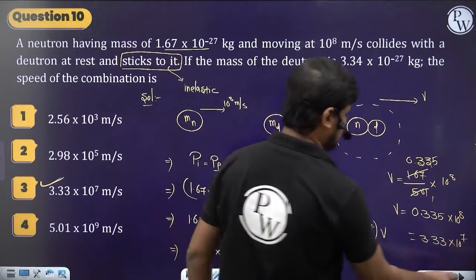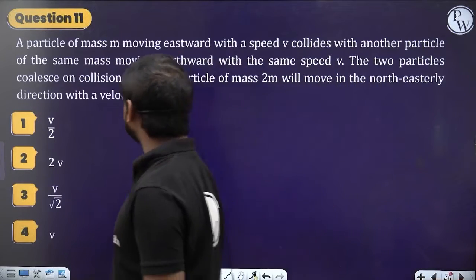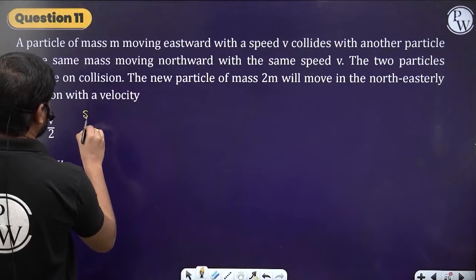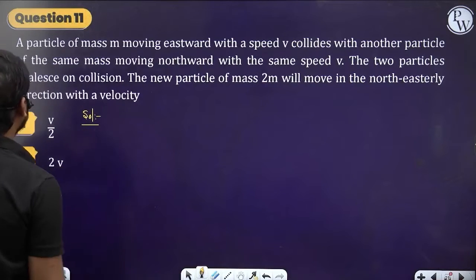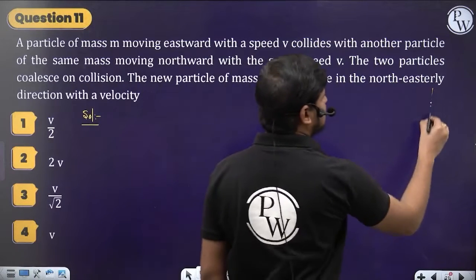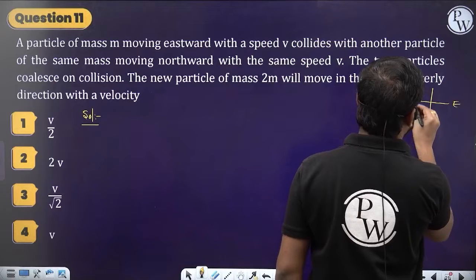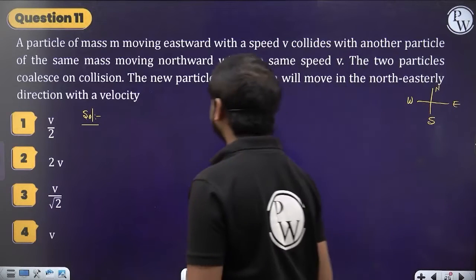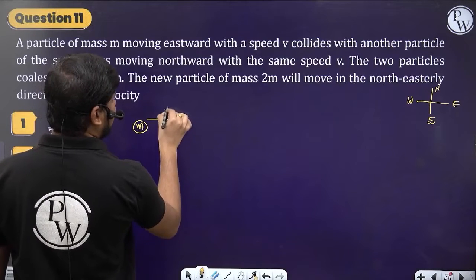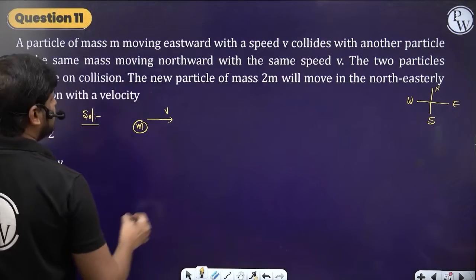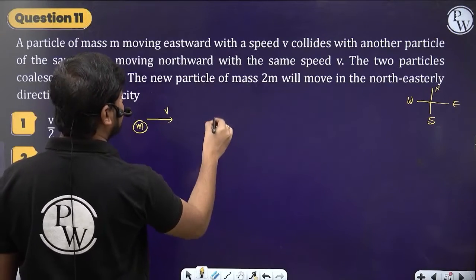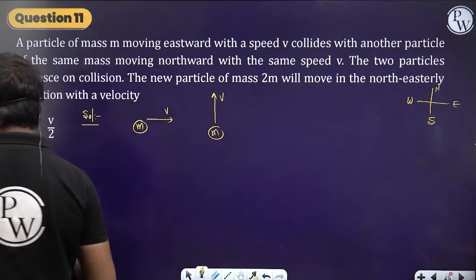Chal, let's move further. What does the next question say? Try to understand the given question first. A particle of mass m moving eastward. Let's consider this is the east direction, and then west, north, south, so consider the reference. So mass m is moving east with a speed v, and collides with another particle of the same mass, which is moving northwards with the same speed v.